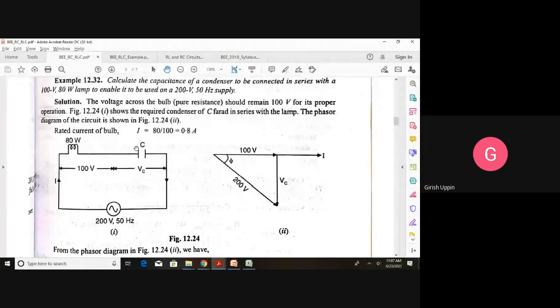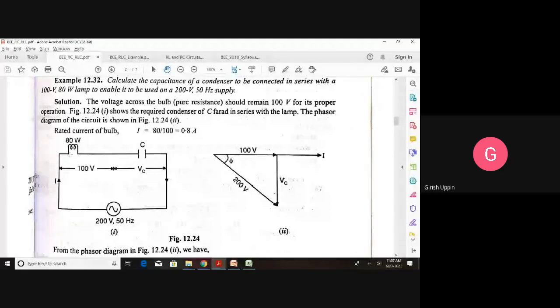We know the power consumed in the resistor. So you can just assume this as one resistor, capital R. What is the power consumed in this resistor in terms of voltage and current? P is equal to V into I, and we are interested in I. I is equal to P divided by V. P is 80 divided by V is 100. We get it as 0.8 amperes.